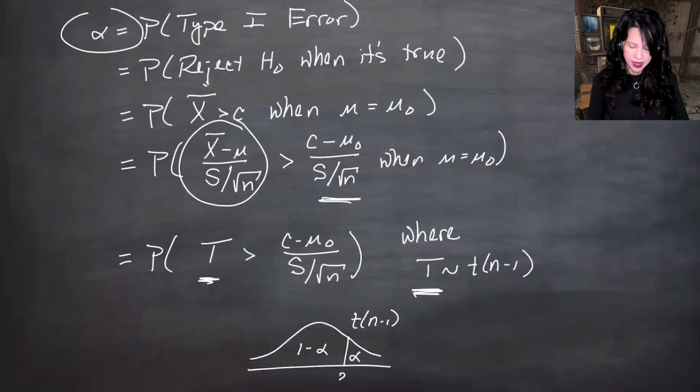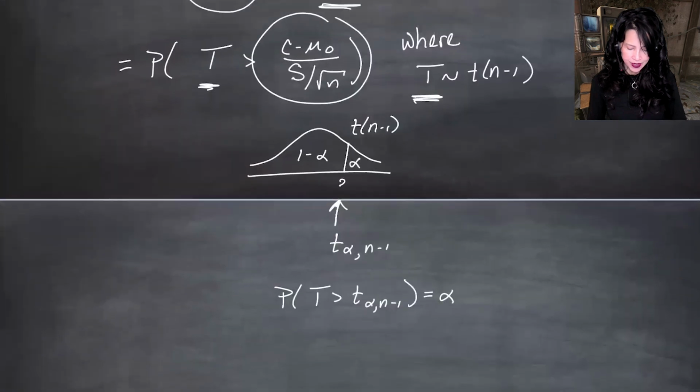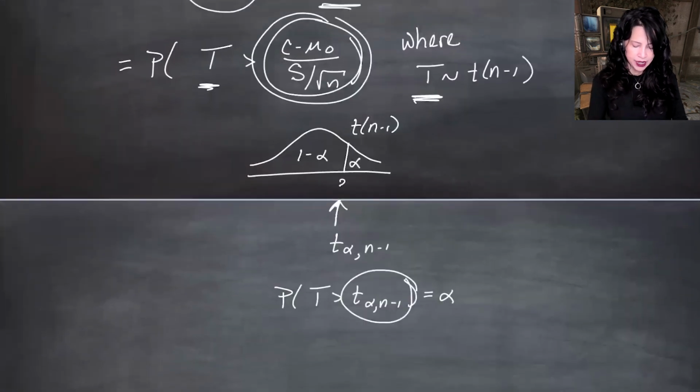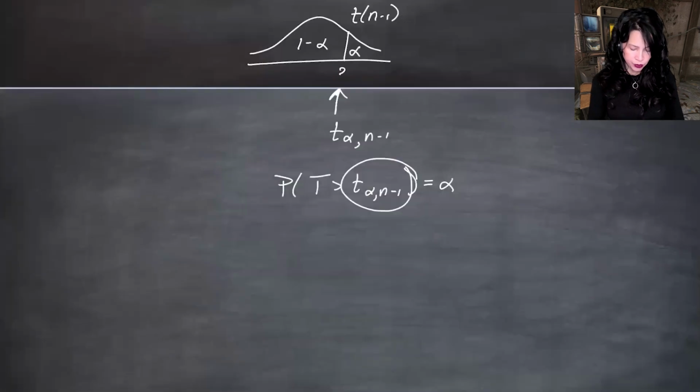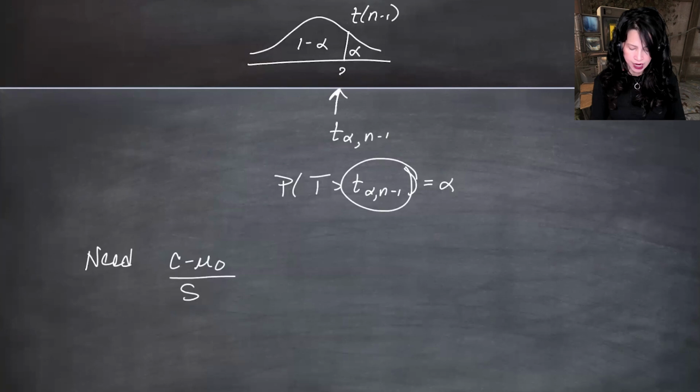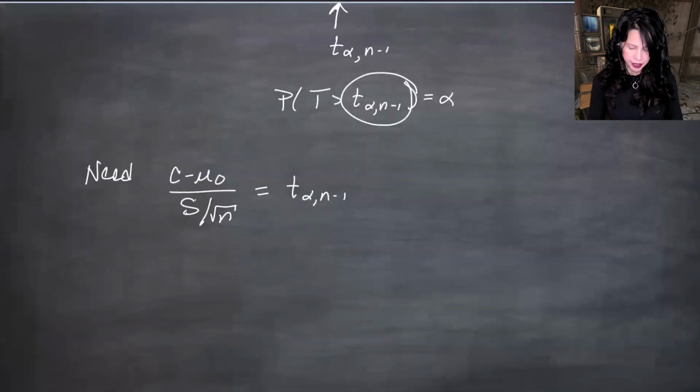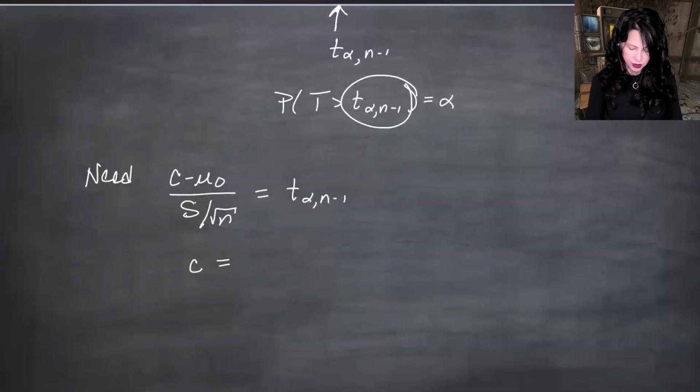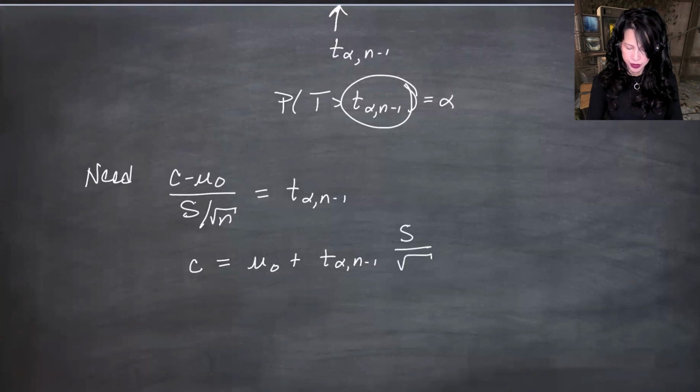But we have this entire thing in here instead of this. So this entire thing needs to equal that critical value. So we need (C minus mu naught) over (S over the square root of n), and that is a capital S. It's maybe not that clear. That's equal to this T critical value with n minus 1 degrees of freedom. And you solve for C and you get mu naught plus T sub alpha, n minus 1, S over the square root of n. So we're finished with step 3.